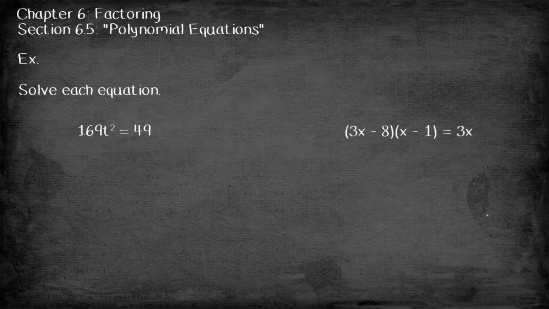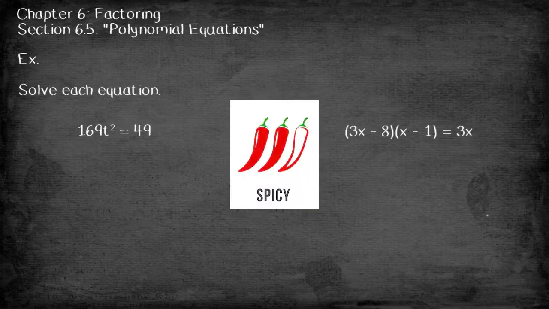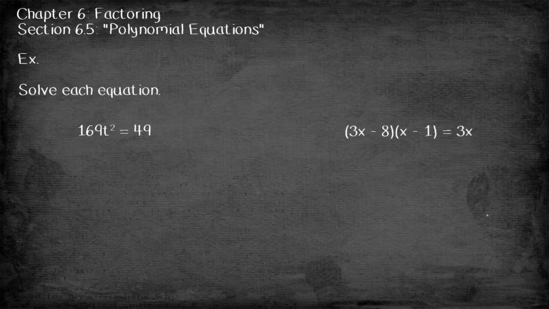All right, here we have two quadratic equations, and we want to solve them. So we're starting out kind of mild, and we'll work our way up to spicy. So I need to get my quadratic equations to look like they're supposed to, which means I want to get everything basically on one side of the equation, and then the other side equals 0. So for this first guy, I'm going to subtract 49 from both sides, so that I have 169t squared minus 49 is equal to 0. And let's see, now I want to factor that.